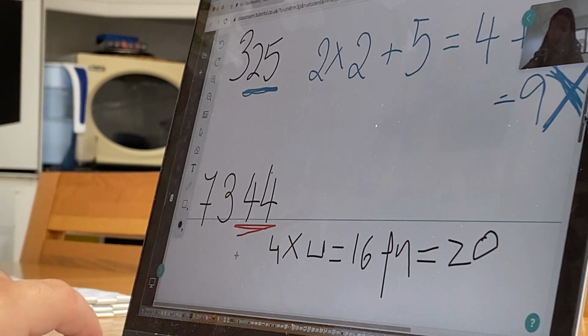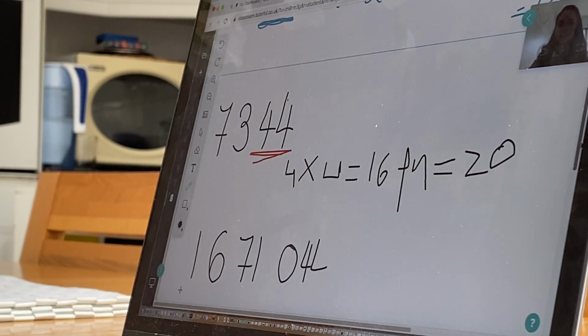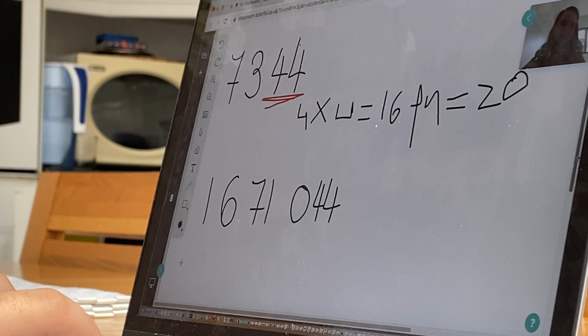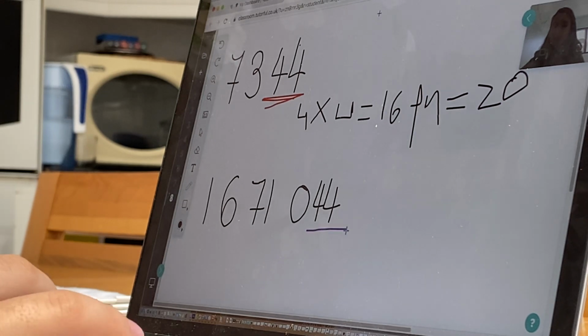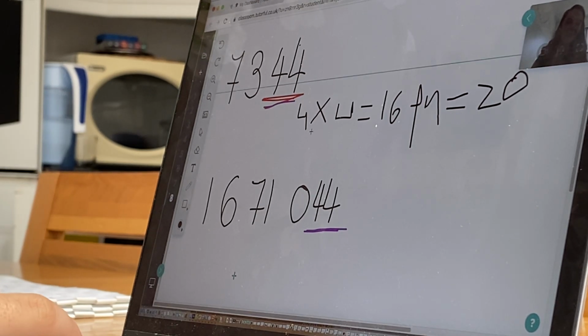Yes, perfect. Just a quick one. If I do 1,671,044, is this number here divisible by 4? Yes, because it's exactly the same. Because it ends in 44, any number that ends in 44 is going to be divisible by 4. Let's try this one.